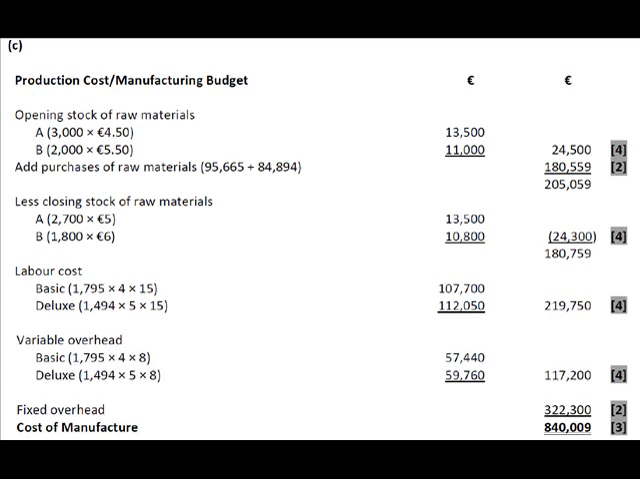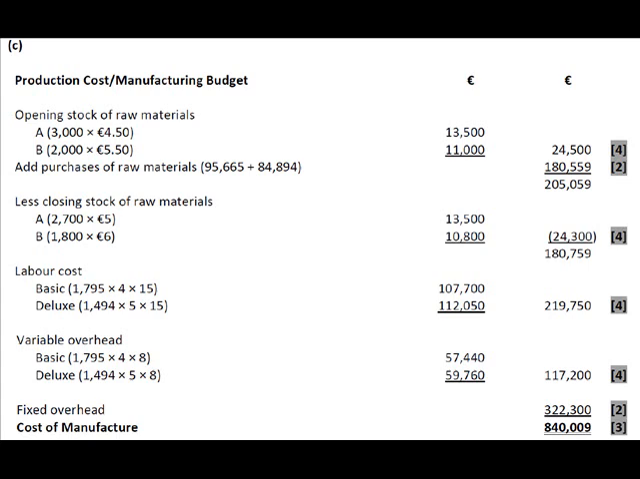You know, we plan to produce 1,795 units of basic. Each takes 4 hours, and we pay our employees €15 per hour. That's 107,700. And similarly for deluxe, we plan to manufacture 1,494 units. Each one takes 5 hours to produce, and we're again paying €15 an hour. So that's 112,050. So our labour costs budgeted at 219,750. And then that brings us down to our variable overheads.